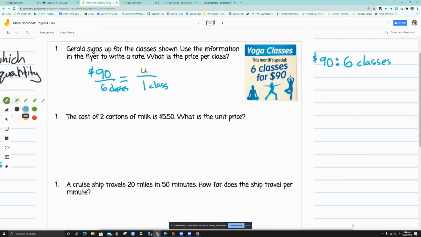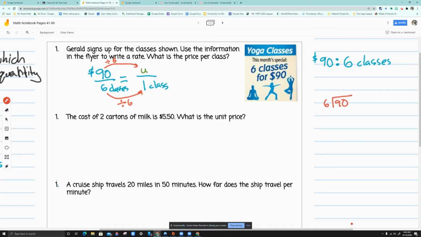Well, some of you are probably seeing this already and saying, if I take a 6 and divide it by 6, I'll get 1 class, right? 6 classes divided by 6 equals 1. I could also do the same to 90. I could say 90 divided by 6 equals what? And let's see, I'll do that on the side here.